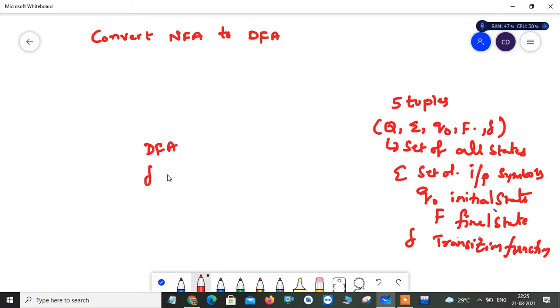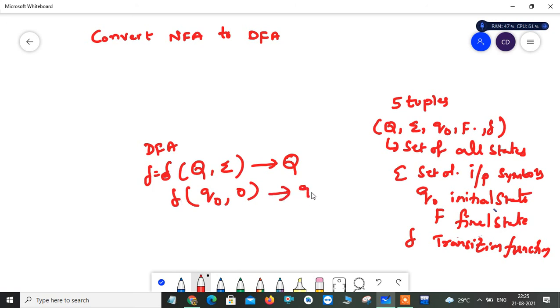You take delta, and you can take any state from Q and an input from sigma. Now you apply this transition function, and you can move to only one state. For example, if you start at your initial state Q naught and take the input symbol 0, then you move to one state, like Q1.